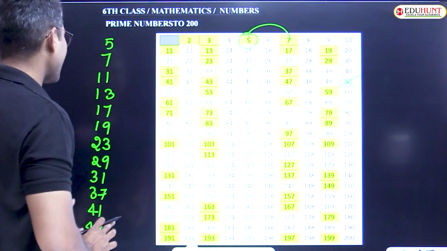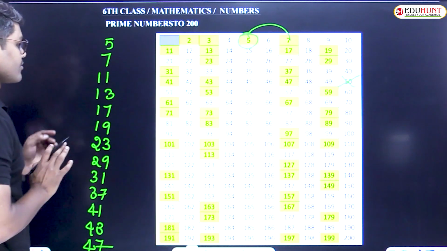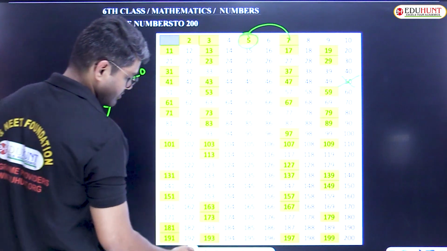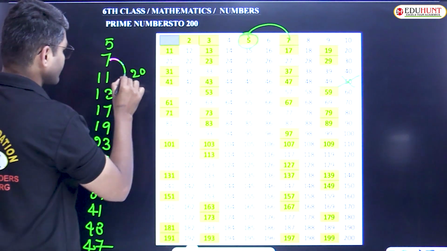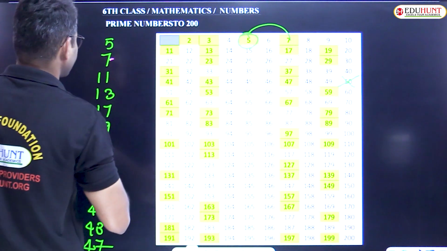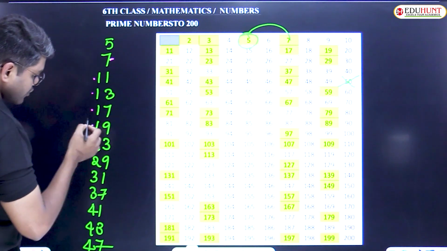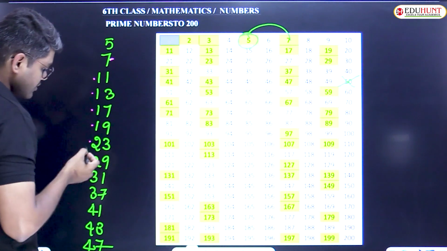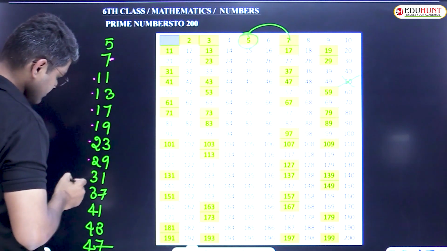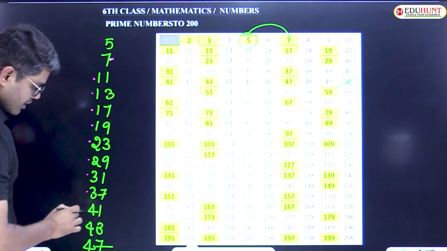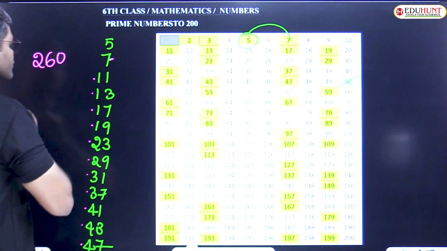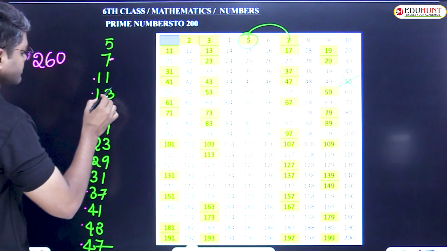Now we should add all these numbers. We should find the sum of these numbers. This is 20. Let's do it like this: 1, 2, 3, 4. 40. 40 plus 20, 60, 80. 110, 140, 180, 220, 260. This is 260. Now add the unit digits.